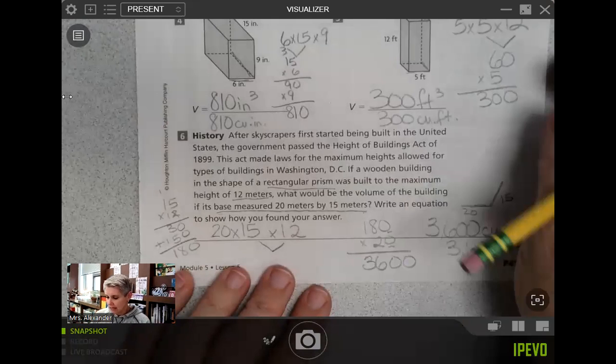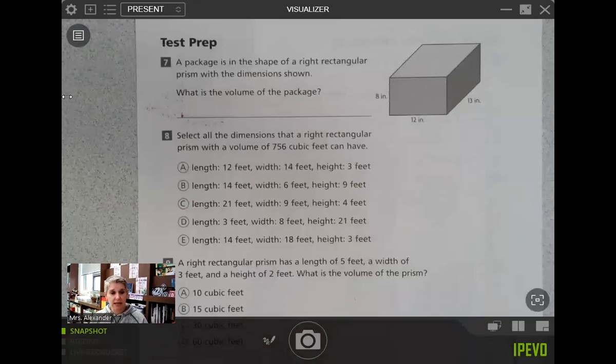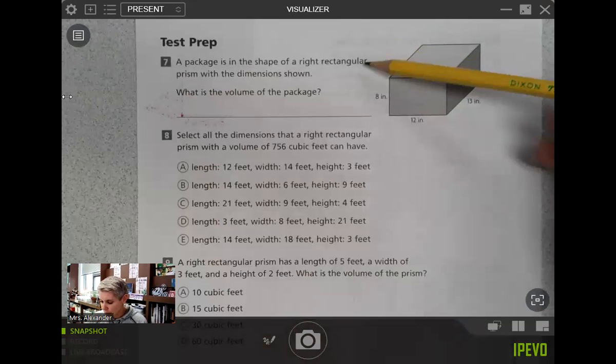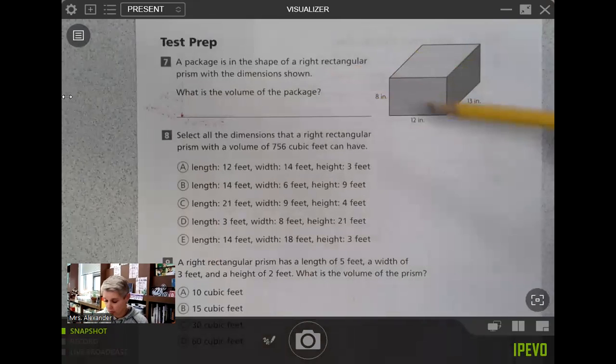All right. The next slide is the test prep. So if you want to pause right here and take this test as if you were doing it in class, come back and look, or work and listen along with me. Here I go. A package is in the shape of a right rectangular prism with the dimensions shown. What is the volume of the package?